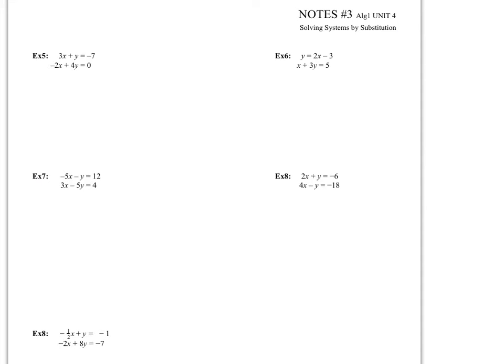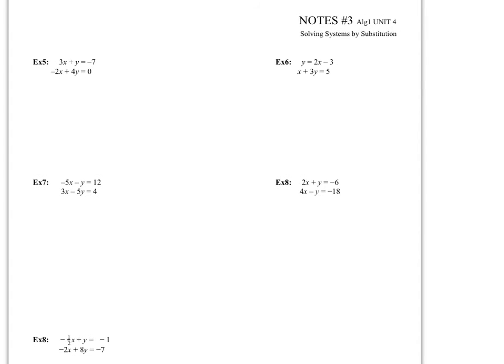So for examples 5 through 9, that should be example 9, you're going to pause the video and press play when you're ready to check your answers. You want to make sure you start by isolating whichever variable is going to be the easiest to isolate if there isn't one isolated already. When you're ready to check your answers, press play.